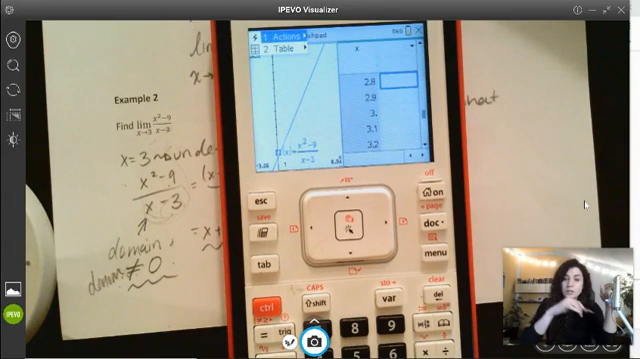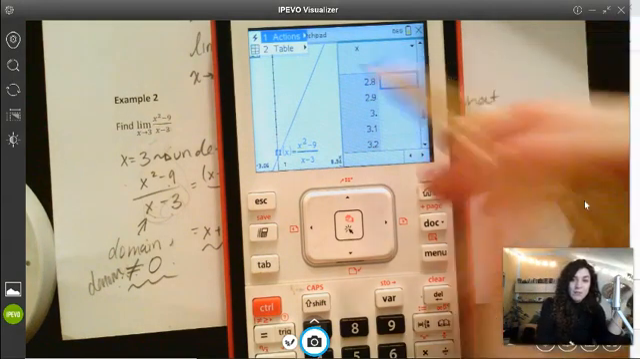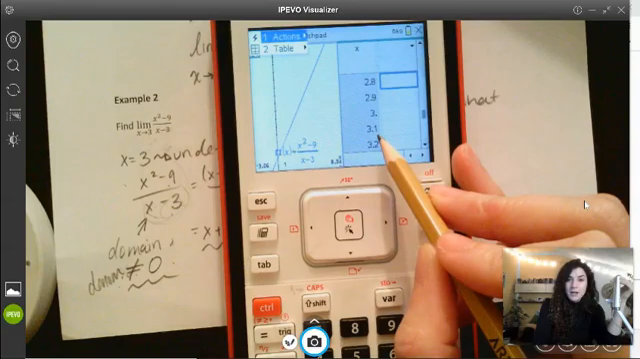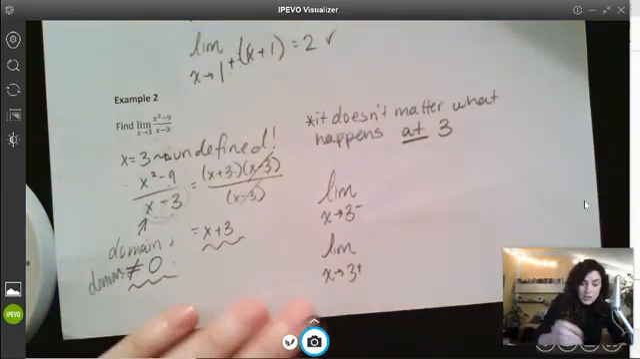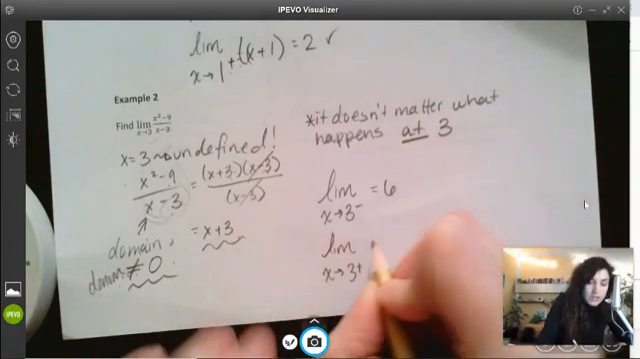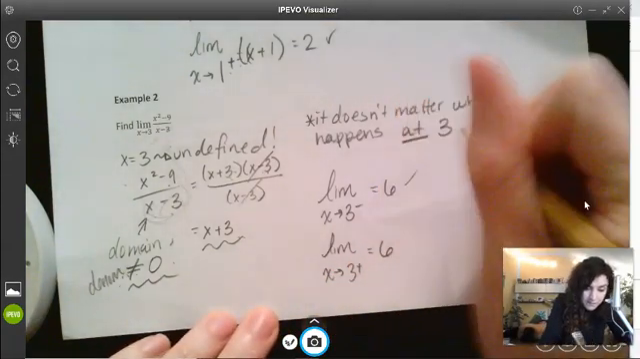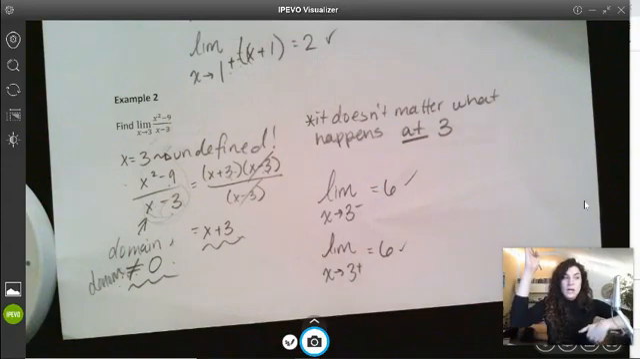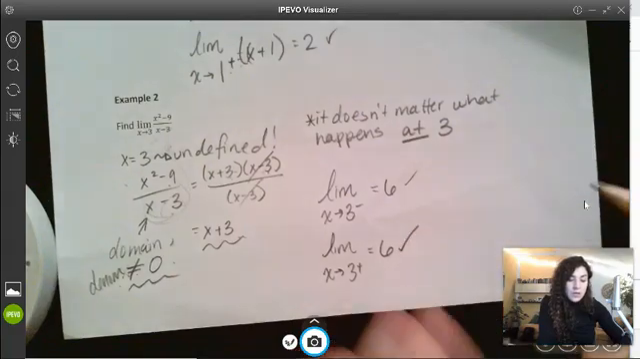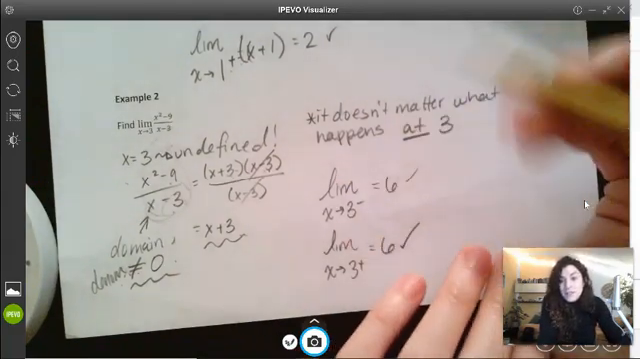So being able to look at a graph and being able to look at a table and say, okay, as we're approaching 3, both from the negative of 3 and from the positive of 3, what number are we approaching? And they both agreed on, hey, you're approaching 6. And since that behavior is the same, in other words, you don't have behaviors going somewhere else, you don't have a gap in your graph, then this is totally fine.